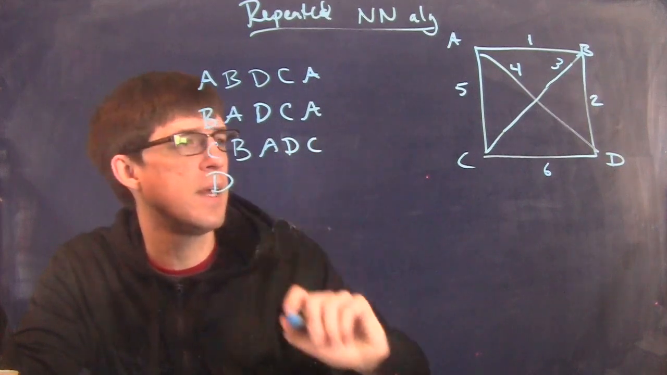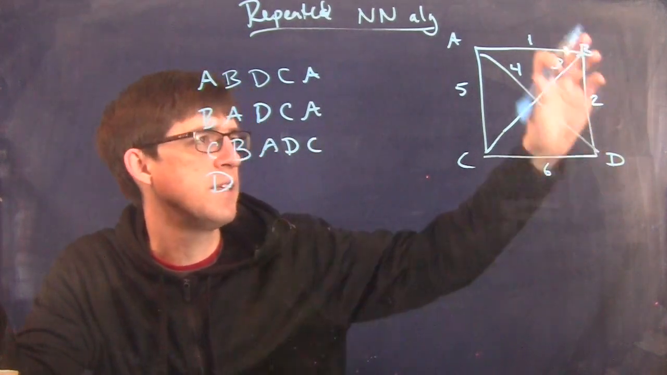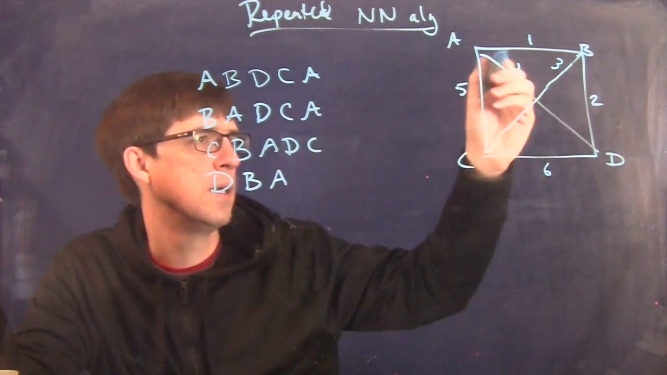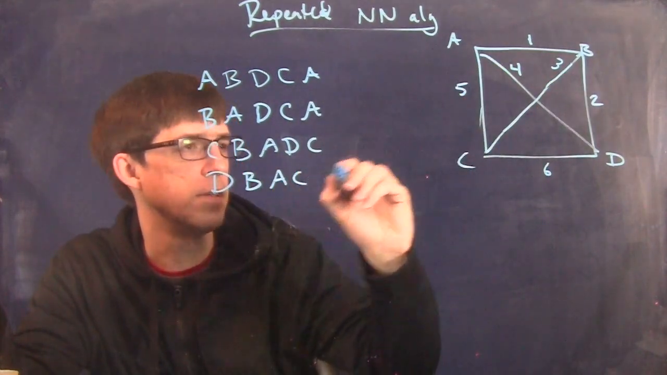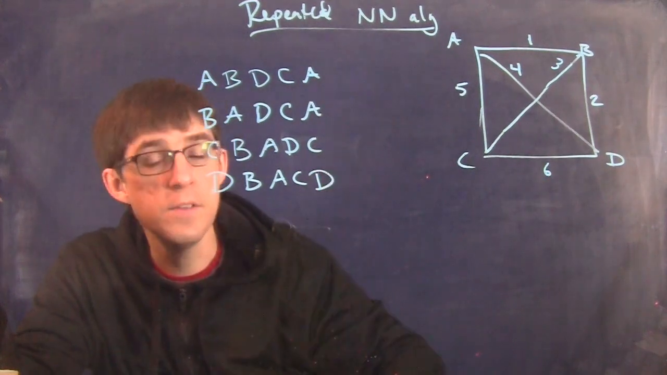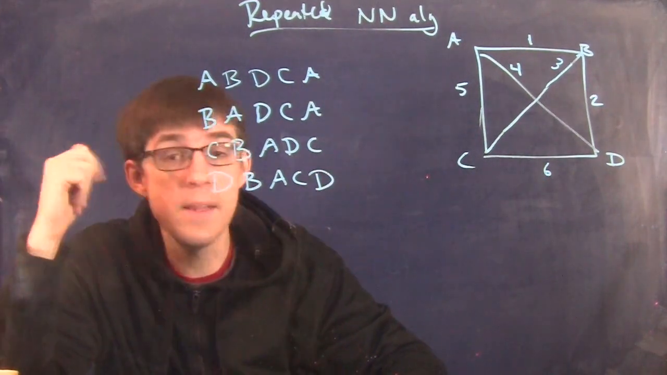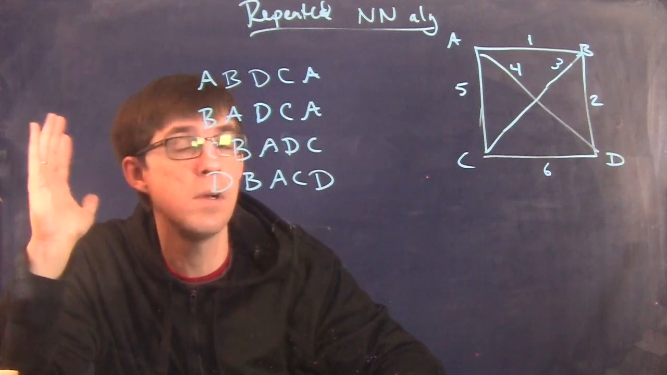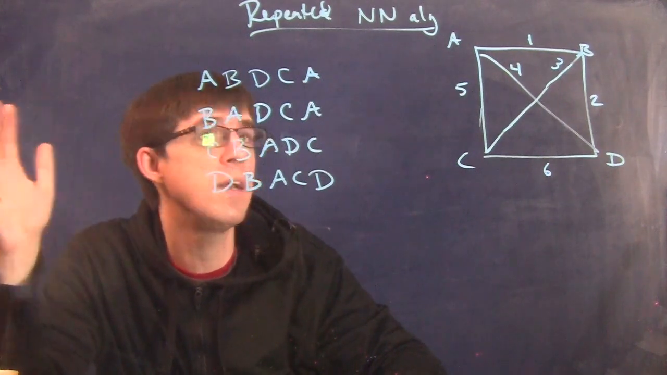All right, what if I started at D? This is the last one. I take the 2 up to B, and then the 1 over to A, and then I got to go down to C and back to D. All right, these are my 4 solutions, and then I'm going to pick the best one. Let's just compute the total weight of each one of these.